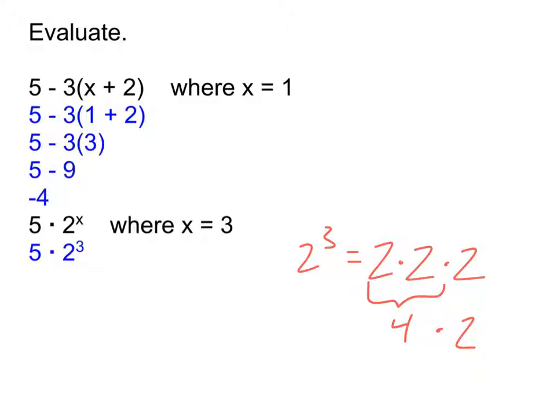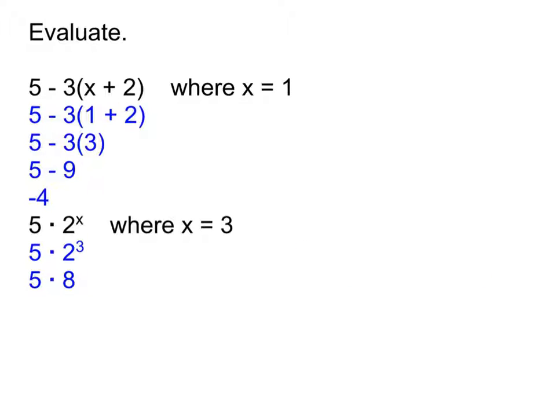Now you can actually do that in your calculator as well. And once we've done that 2 cubed, we now have 5 times 8. Well, that's the last thing to do then, is just do the 5 times the 8. So the whole thing just equals 40. And we're done.